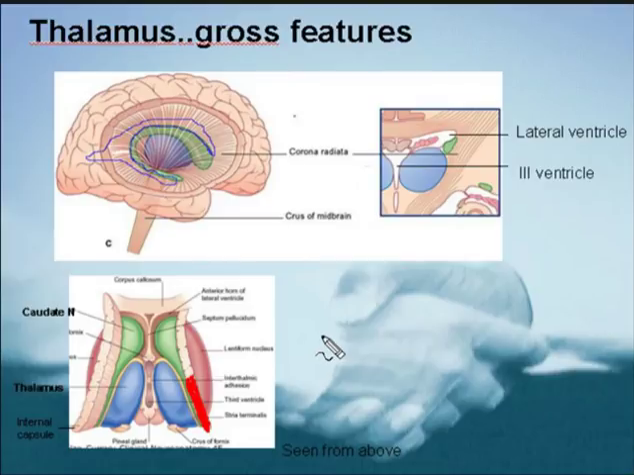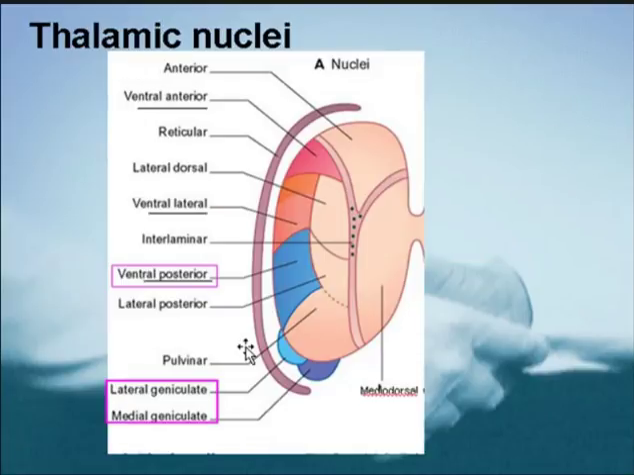Now let's move on to the next slide, which shows the nuclear masses. I already went over this in the first slide, where it's much better seen, but we'll go over it again. You can see this Y-shaped lamina dividing it into an anterior, a medial, which we can call medial dorsal, and then this whole thing is the lateral nuclear mass. The lateral is further divided into a dorsal tier and a ventral tier. The names are sometimes a little odd. The dorsal tier is called lateral dorsal, then lateral posterior, and this part is called the pulvinar.